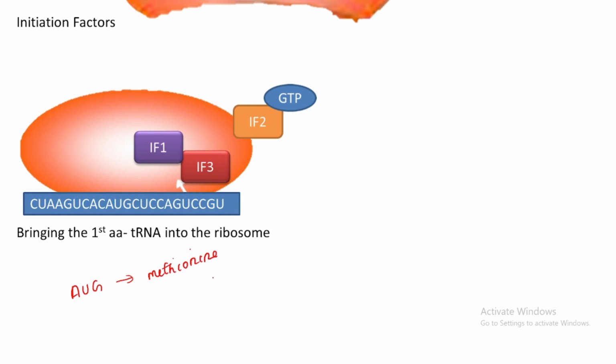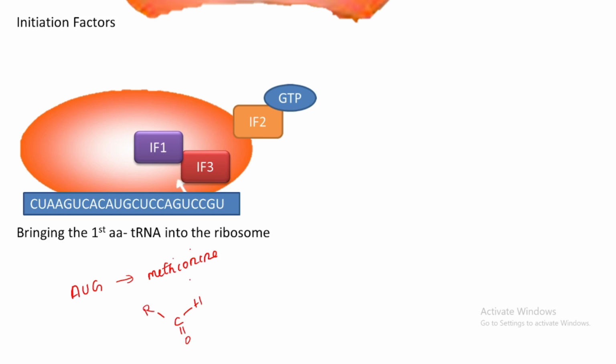In prokaryotes, this methionine carries a formyl group. Formyl group means C double bond O H R, this functional group. This is the formyl group. So in prokaryotes, that methionine amino acid bears a formyl group, and in the case of prokaryotes it is called N-formyl methionine.